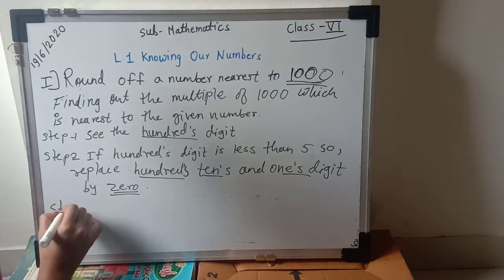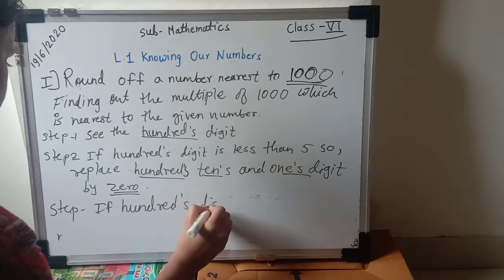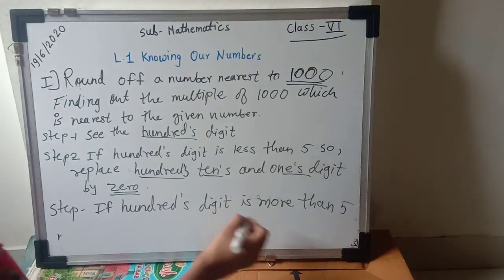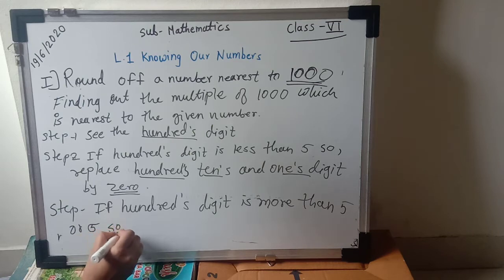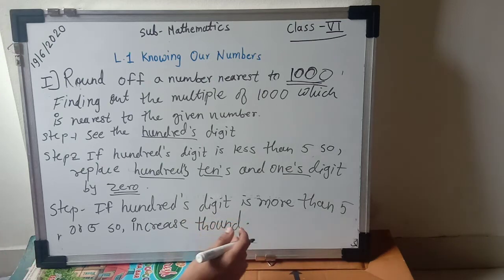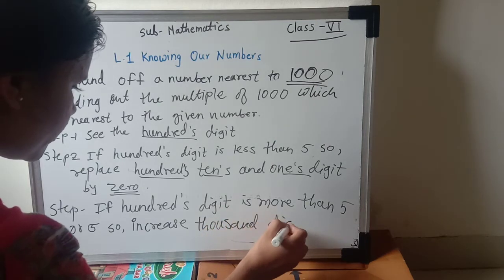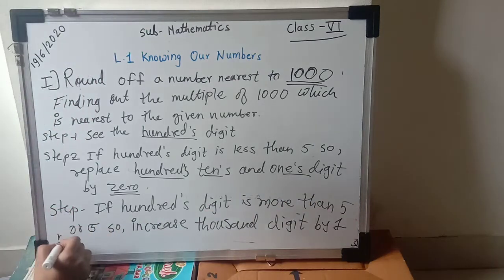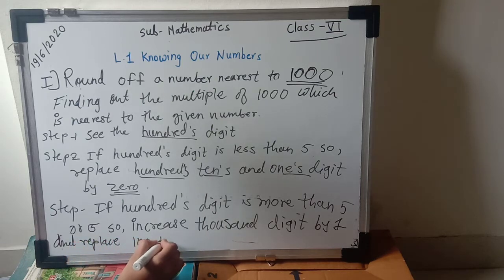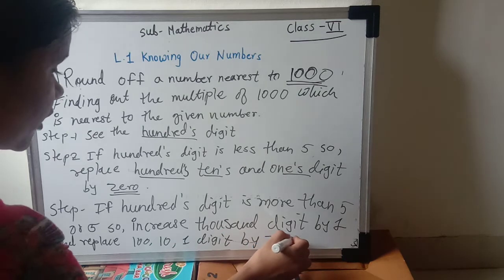But if the hundreds digit is more than 5 or equal to 5, then increase the thousands digit by one and replace the hundreds, tens and ones digit by 0, and keep the other numbers as they are.